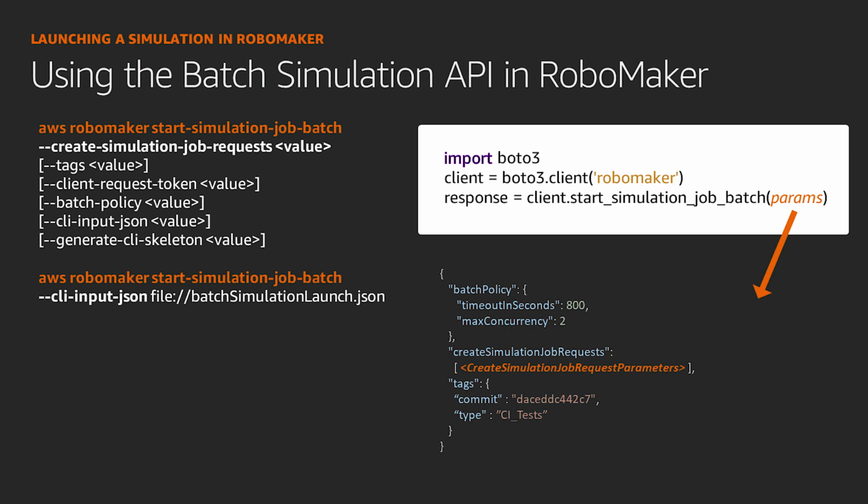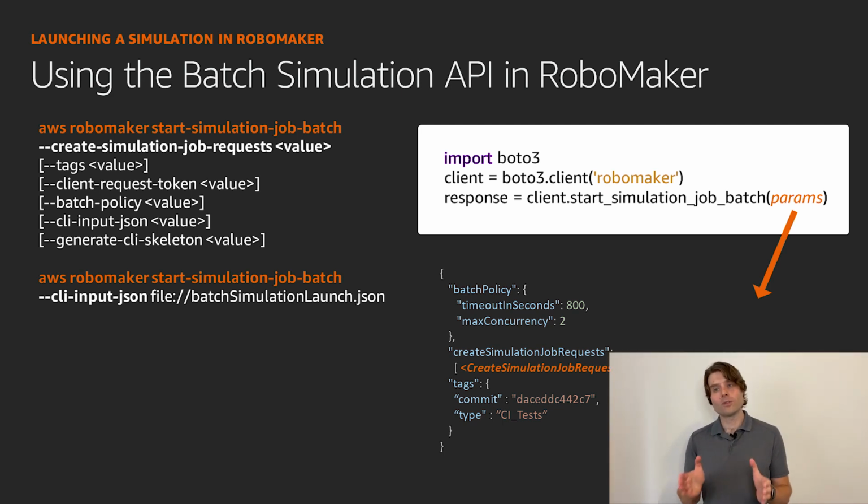So in addition to running a single simulation job, AWS RoboMaker has a batch API to enable customers to run many simulation jobs. One key thing to note with the start simulation job batch CLI command is the create simulation job requests. This is the array of the single job request parameters that we defined in the previous slide. For folks new to AWS, you can also store the parameters in a JSON file and reference the file in the CLI command. Since batch requests have a large number of parameters defined, this can be a nice feature in order to encapsulate the requests that you want to push.